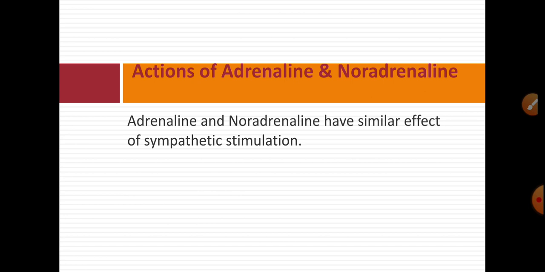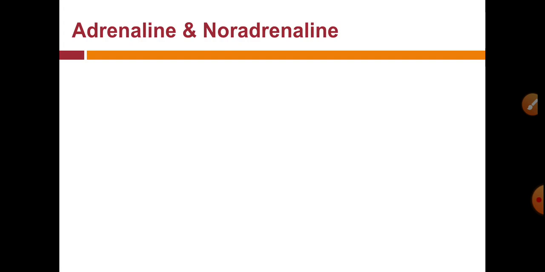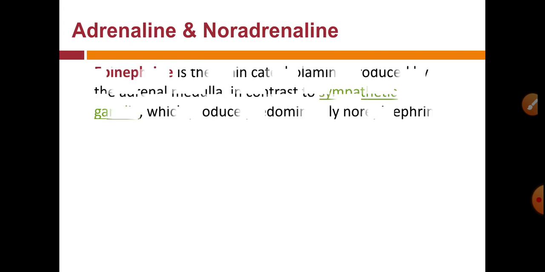Let us talk about actions or functions of adrenaline and noradrenaline. Adrenaline and noradrenaline have the similar effect of sympathetic stimulation, because I have told you that the sympathetic nervous system and adrenal medulla both are developed from the same structure, that is neural crest. So their secretions are the same, and when the secretions are the same, there is a similar action or similar effect as that of sympathetic stimulation. So adrenaline and noradrenaline have similar effect to that of the sympathetic nervous system.